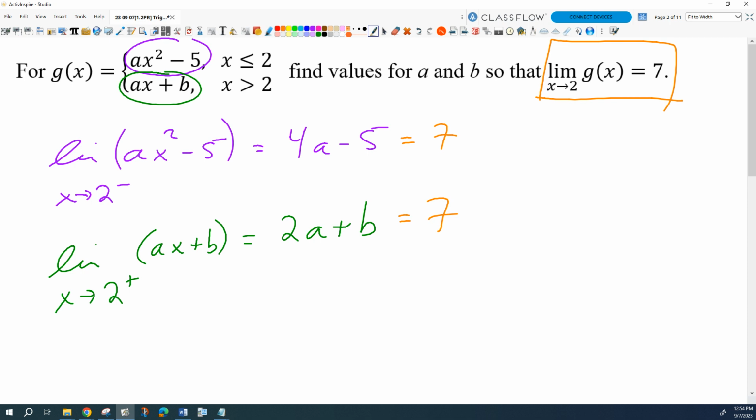There's my two equations and two unknowns. I should be able to solve this then. It'd be an easy system to solve. I'll just solve the top one first. If I solve for a, I'm just going to add 5 and divide by 4, so I get what? A equals 3. Everybody agree? If I know a is 3, I can use the bottom equation to solve for b. 2 times 3 is 6, plus b is 7. So b must equal 1. We got it. Okay, make sense?